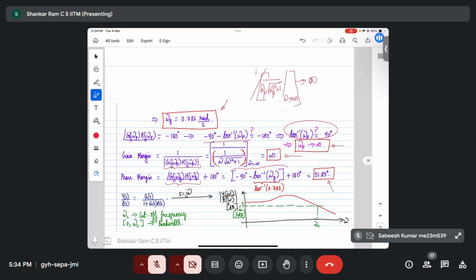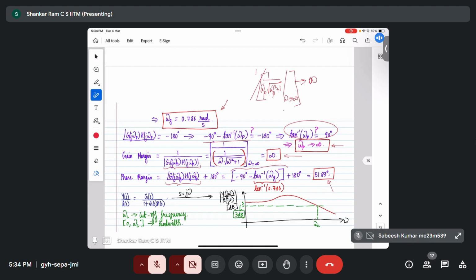I hope the calculation of the gain margin, phase margin, and the two crossover frequencies is clear, right? Any questions on this concept? Sir, the phase margin concept, please. I could not comprehend it, sir. Please explain.